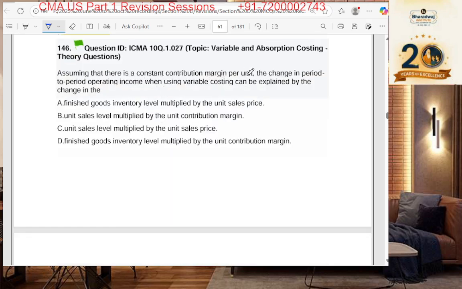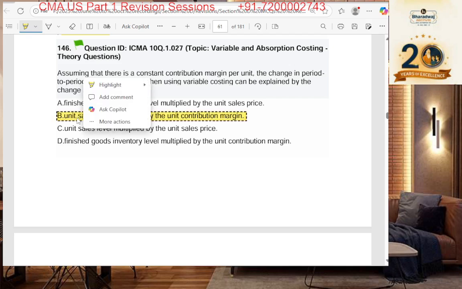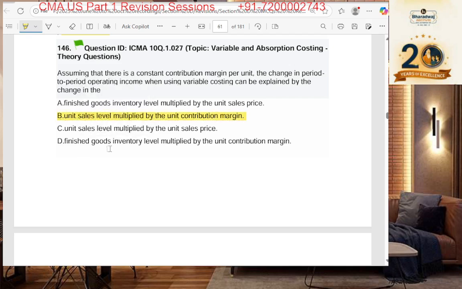Assuming that there is a constant contribution margin per unit, the change in the period's operating income using variable costing can be explained by sales minus variable cost. Sales units into contribution margin. Variable costing. Change happens because of sales and variable cost.